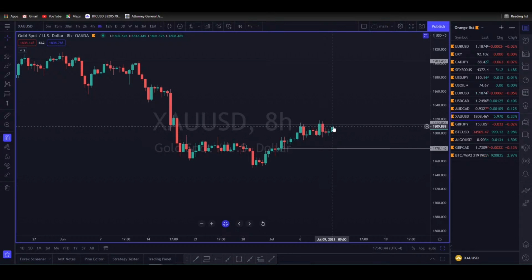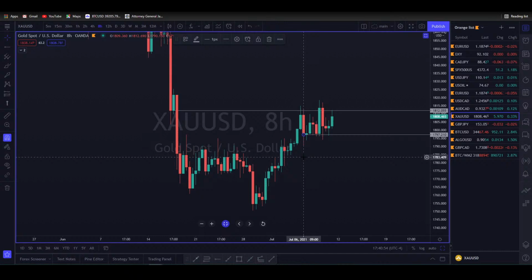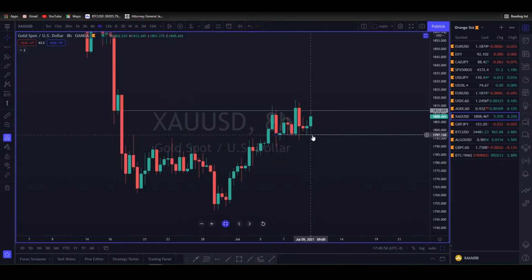Now, this is the thing. Is this a rejection? It is trying to reject from here, but as long as your support is intact, where is your lowest close? Right there, 1797.21. As long as that is intact, meaning you do not have a daily closure below that level, and it's trading up here and closing up here, there's a pretty good chance that you're going to see a breakout to pop any stops that are sitting above there.